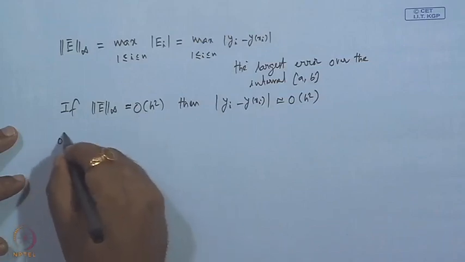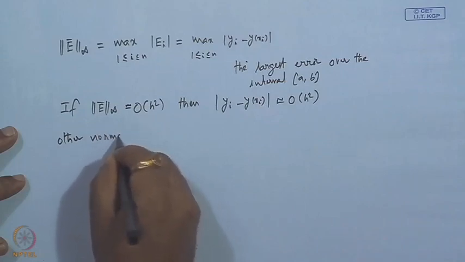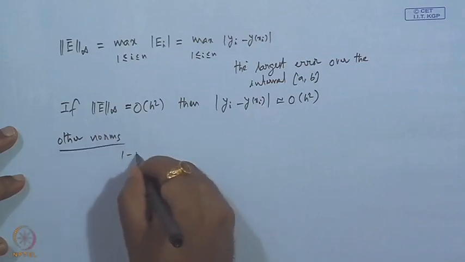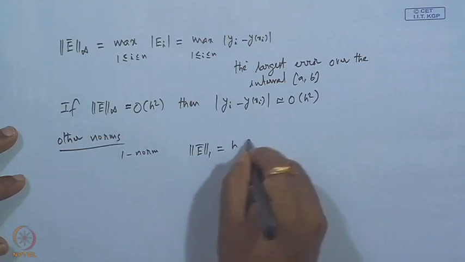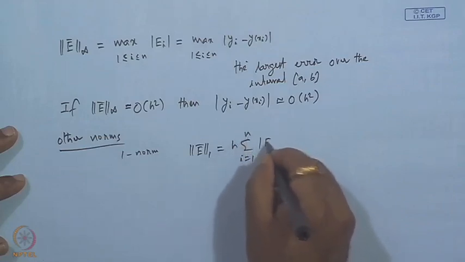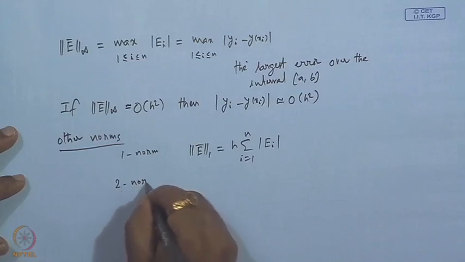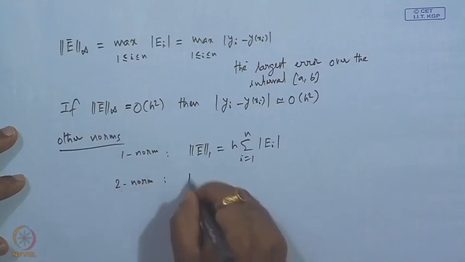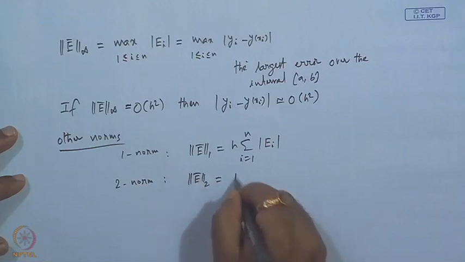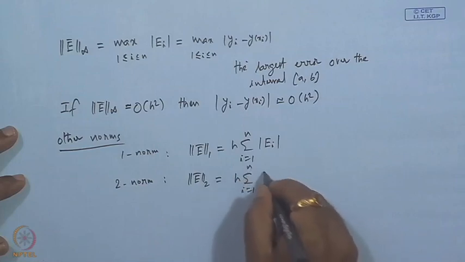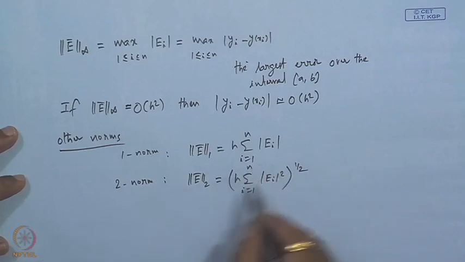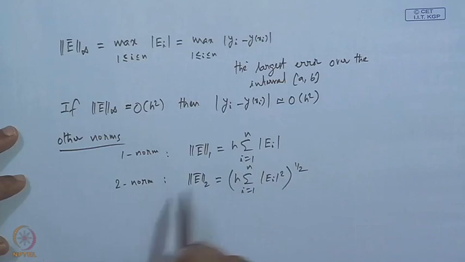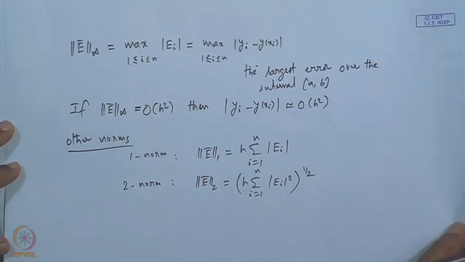Okay. So, then what are the other norms? There is the one norm, which is like this, and there is a two norm. Okay. So, one can refer to some standard books to know more about these one norms and two norms. Okay. So, now what is our next aim?